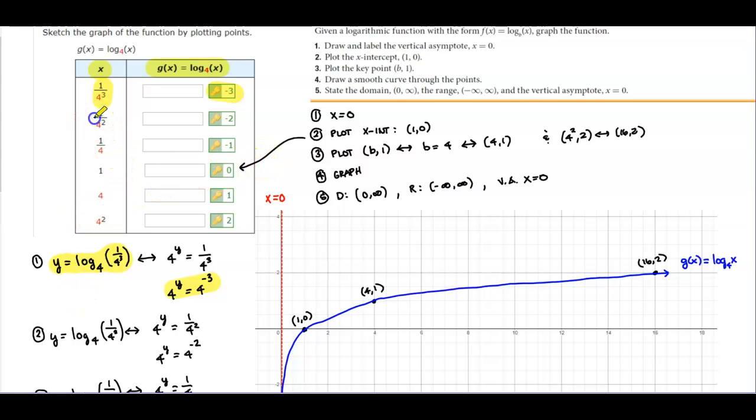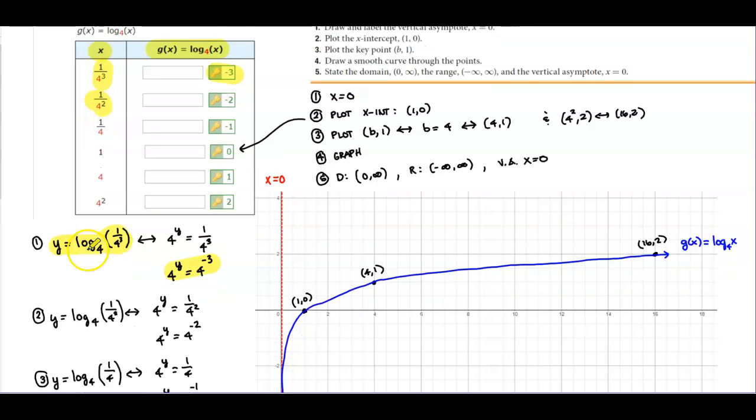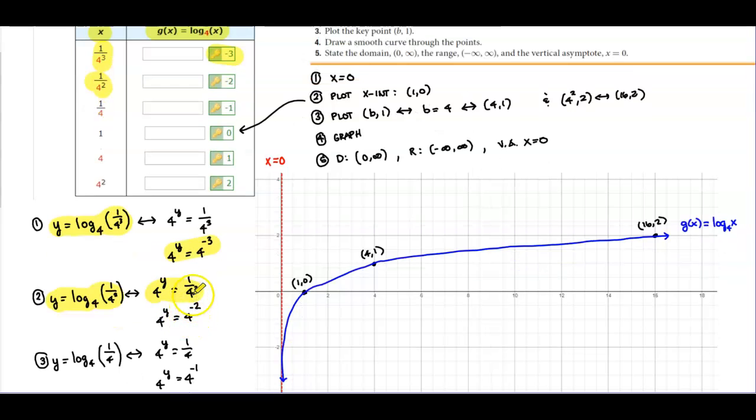Next, number 2, our input is 1 over 4 squared. So we're going to plug that in for the value of x. So we're going to write that as a logarithmic equation, and then we're going to translate it to an exponential function. So we know that y is the exponent on base 4 to get 1 over 4 squared. And then we're going to rewrite 1 over 4 squared so it has a base of 4, so it's 4 to the -2. And therefore, the answer for that is -2.